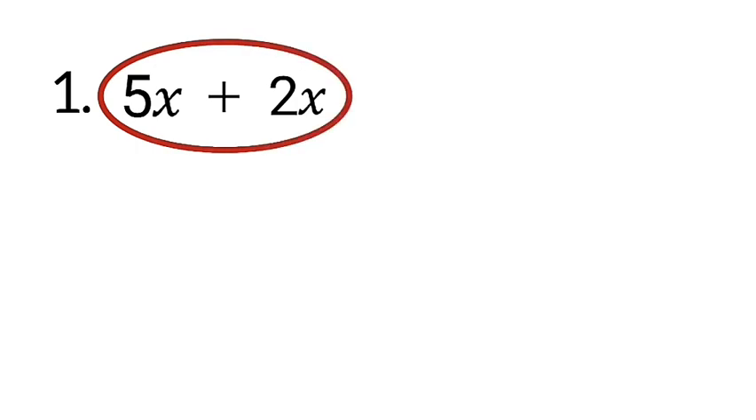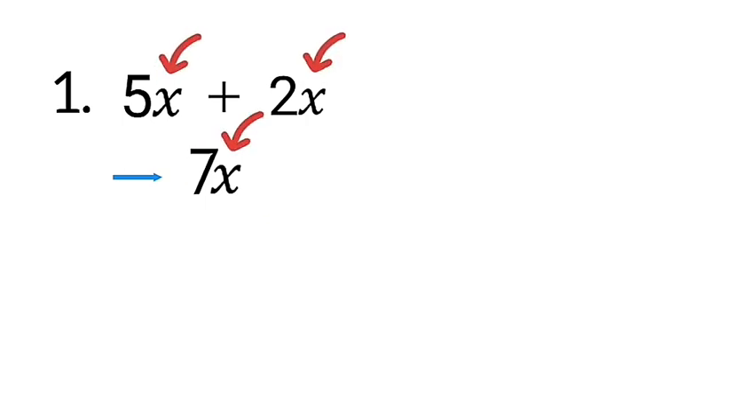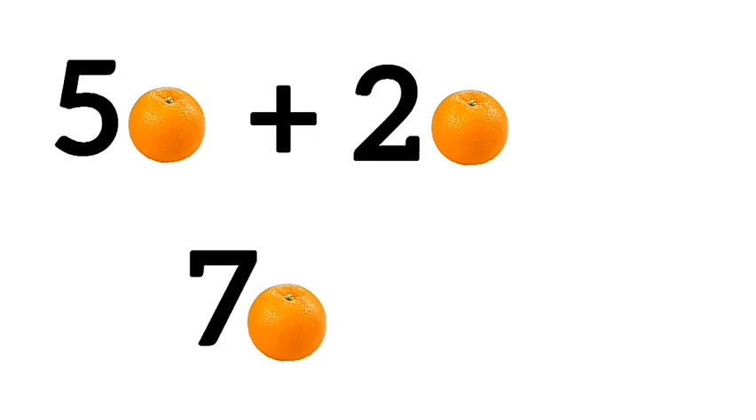Now, since we have 5x plus 2x, then we can just say 5 of the x added to 2 of the same x. This will give us 7 of the x, which is written as 7x. This is just simple. The two terms all contain the variable x. Let me use oranges to demonstrate this concept well. 5 oranges plus 2 oranges will give you 7 oranges. Since they are all oranges, we consider them to be like terms. So for that matter, they can be added.